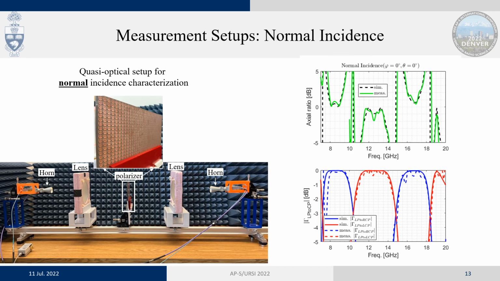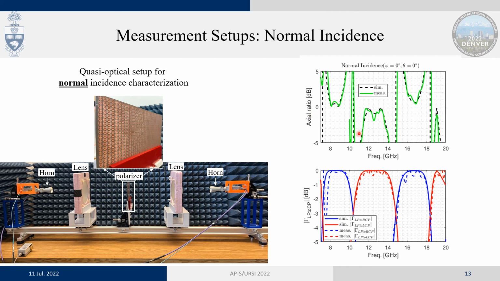To measure the reflection coefficients of the polarizer under normal incidence, we used a quasi-optical setup, as you can see here. The quasi-optical setup is composed of two receiving and transmitting sides. The setup is symmetric, and it is composed of a horn and a lens in front of it, where the lens modifies the spherical wave from the horn to achieve a plane wave at the surface of the polarizer, where the phase profile is flat.